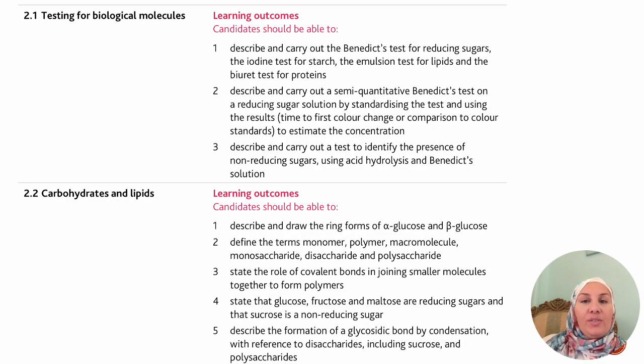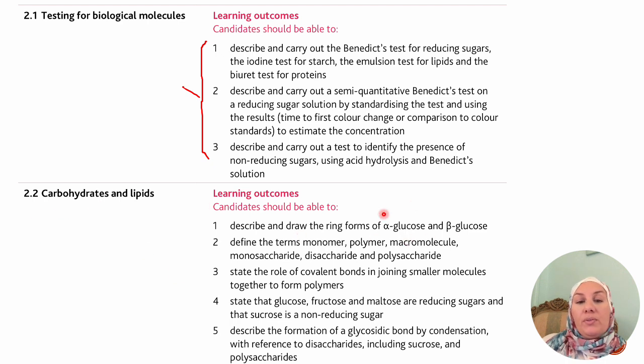As usual, I'd like to start with reviewing all that is written in your syllabus. In the biological molecules, part of our syllabus is going to be practical. So Benedict's test as a semi-quantitative test, and how to test and identify sugars and non-reducing sugars. This is also going to be discussed in our practical sessions. Now, the part that we're going to discuss today are the different molecules such as carbohydrates and lipids.